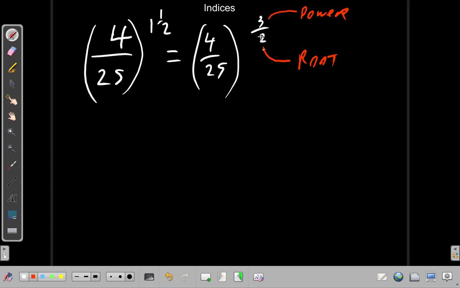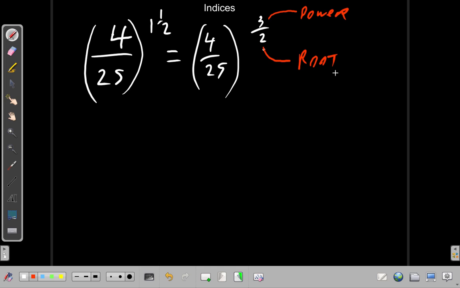So it means you're going to have 4 over 25 to the power of 3 and then the square root. Or you find the square root of 4 over 25, then you raise to the third. So now the thing is, it would be easier to find the square root first because you're dealing with smaller numbers, right? Rather than raise 4 to the 3 and then 25 to the power of 3. Those would be some big numbers, and without a calculator it would be difficult to work that out. So let's find the root first.